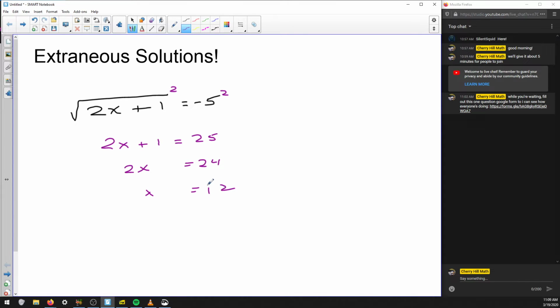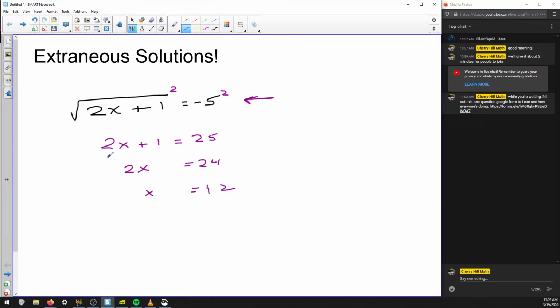That would be my supposed answer, but we just said that if I take this 12 and plug it back in, I get 2 times 12, which is 24, plus 1, which is 25. If I square root 25, the answer is going to be positive 5, and that is not negative 5. So if I come across a problem that has a step like this, I don't have to go any further, because I already know this is not going to work out. The left-hand side's positive, the right-hand side's negative. At this point, I can just say there's no solution to this problem. There's no way for me to square root something and end up with a negative answer.